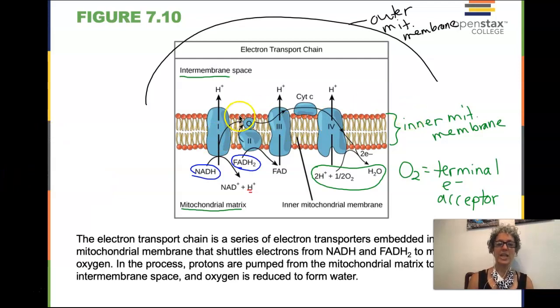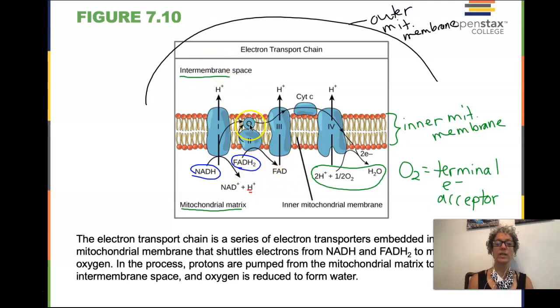This represents, in a tiny little cross-section, the mitochondrion. This is the inner mitochondrial membrane. Outside of that would be the smooth outer mitochondrial membrane, and there's that space between them. The blue blobs represent a series of electron transporters, and that shuttles the electrons from those electron carriers. The NADH enters at the first set of carriers. The electrons flow through, the protons get pushed into this intermembrane space.